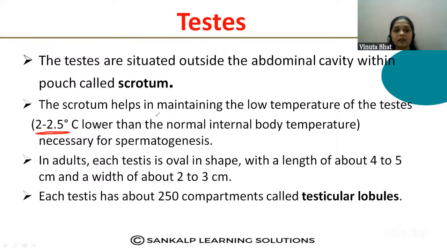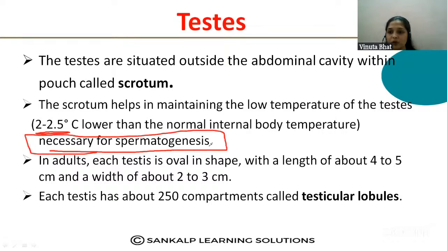Okay. For what purpose is this lower temperature helping? That is necessary for spermatogenesis. Very important. This point is very important for your CET and for your board exam also. What is the function of the scrotum? It maintains the low temperature in the testes. Why do testes need a lower temperature than our internal body temperature? That is because of spermatogenesis, which is nothing but the production of the sperms. We will study that in the next part.